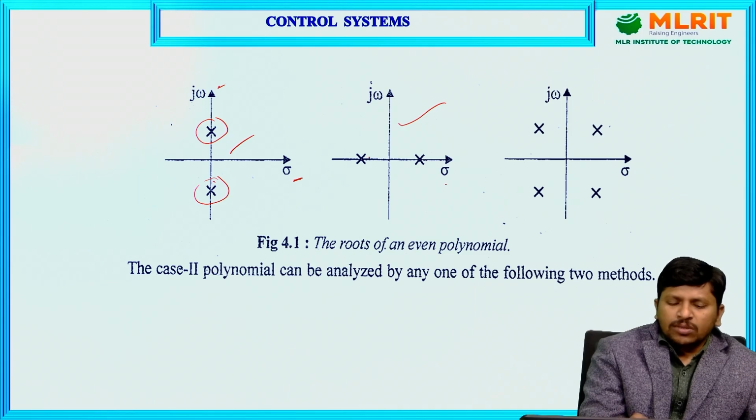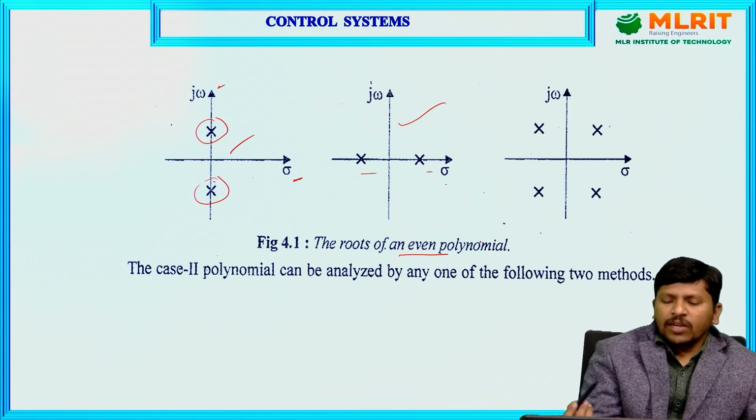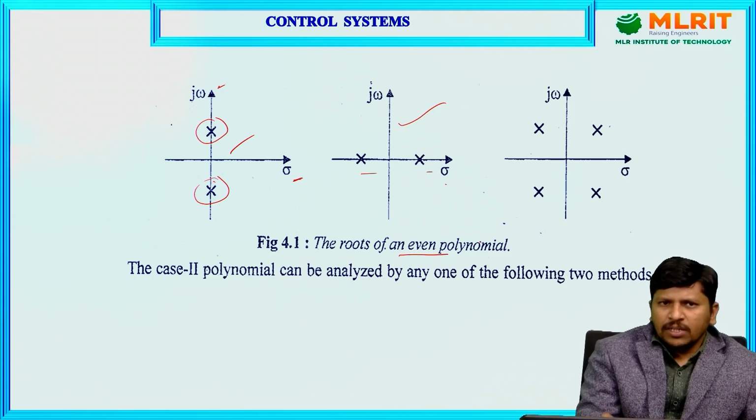Coming to this diagram, here are two roots of an even polynomial, two roots here, and four roots here, which is also an even polynomial. These are all diagrams of even polynomials. And see here, if two roots are present, one in the left half of the S-plane and one in the right half, then at least one root is present in the right half of the S-plane, and the system is unstable. This is the unstable system.